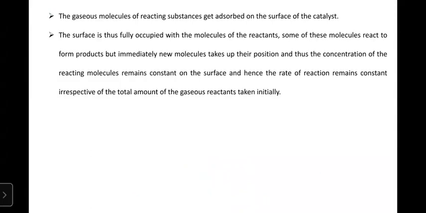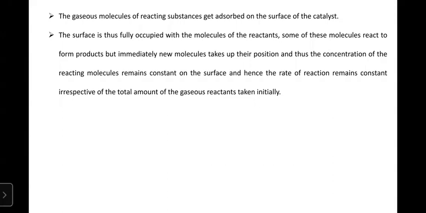So look at this. First case, what happens? The gaseous molecules of reacting substances get adsorbed on the surface of the catalyst. That is what we call the adsorption phenomenon. So the first thing that happens is that the gaseous molecules of the reacting substance get adsorbed on the surface of the catalyst. That is the first process. That is nothing but the initial ammonia molecules getting adsorbed on the surface of the catalyst, which means on the surface of the tungsten. So here the catalyst is tungsten, right?